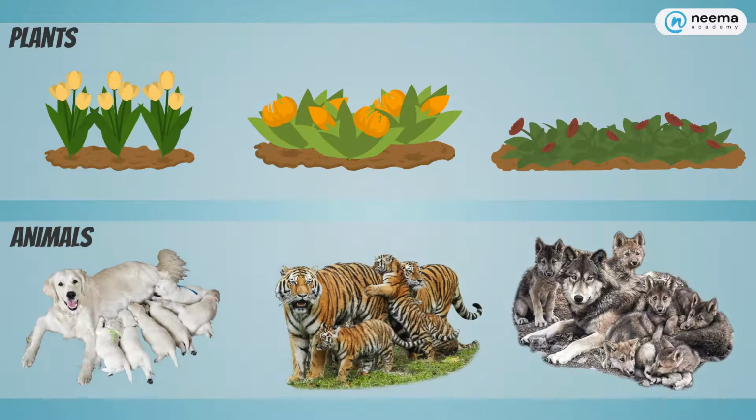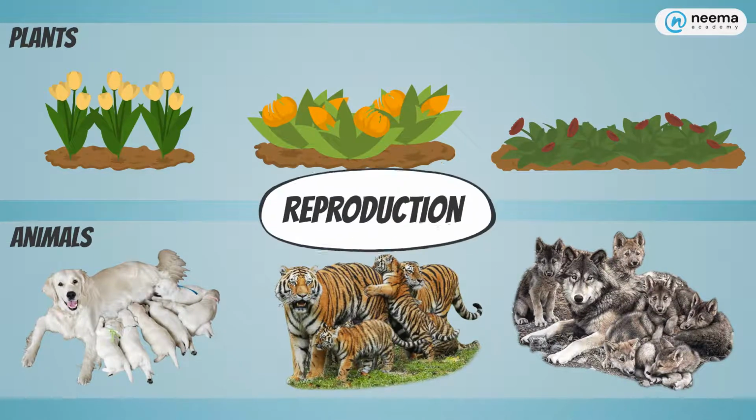Plants and animals produce their young ones of their own kinds. This process is called reproduction. The process by which living beings produce their own kinds is called reproduction.